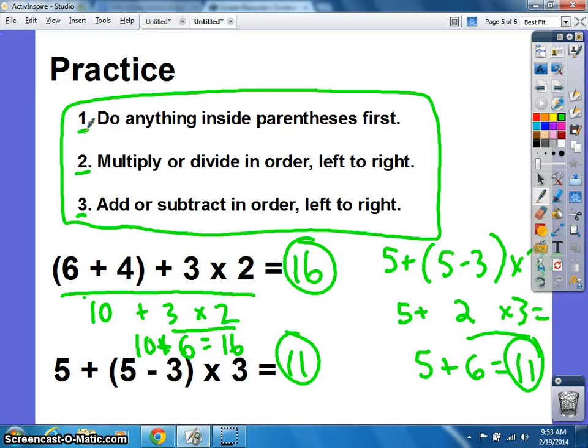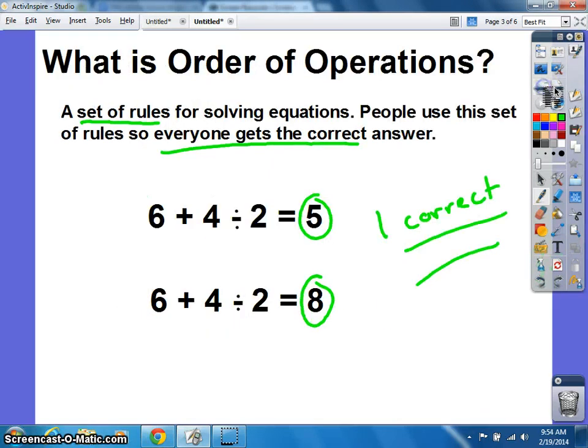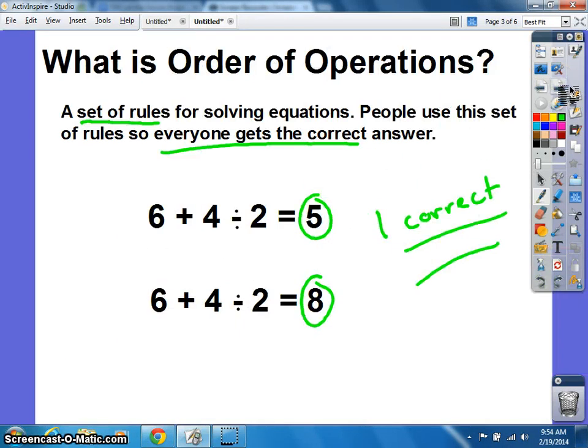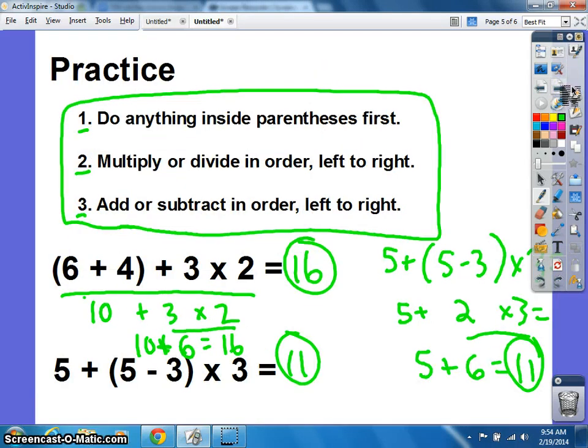So hopefully you now know how to solve a number sentence, or expression, using order of operations. My suggestion would be to pause the video right here, right now, so that you can use these steps while you're working. So you can leave this on your computer screen paused, and then you can solve the rest of your work at your desk so you can get the sheets from the sub.